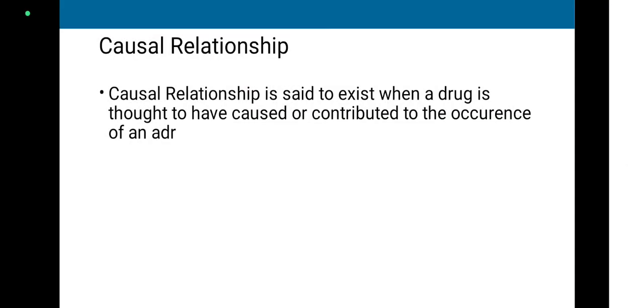Now, what is the concept of causality, or what does this causal relationship mean? A causal relationship exists when a drug is thought to have directly caused or contributed to the occurrence of an ADR. Establishing this link is the core challenge of pharmacovigilance. This is not always straightforward. It requires clinical judgment, evidence, and timing correlation. This leads us to causality assessment of ADR.